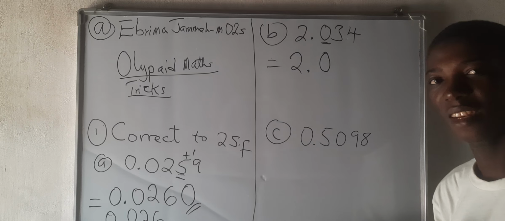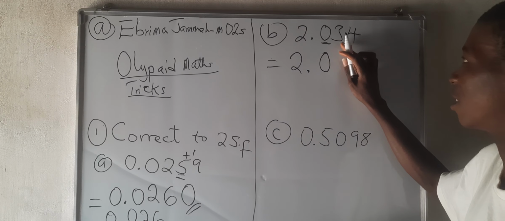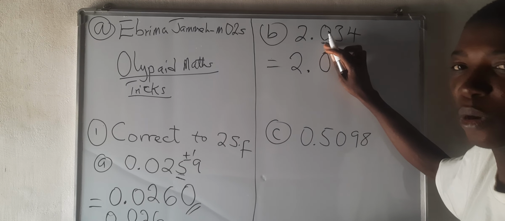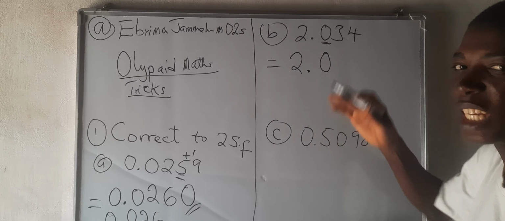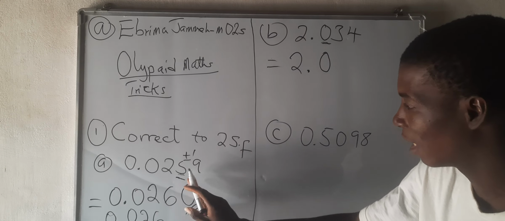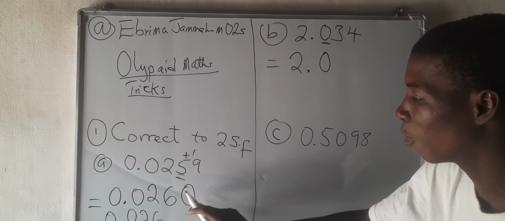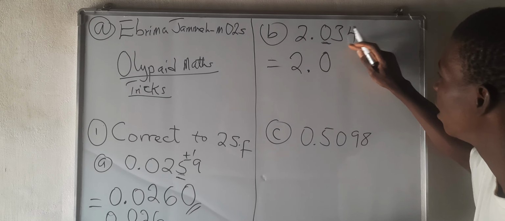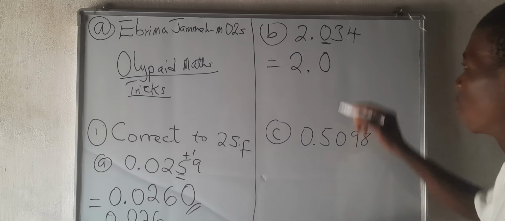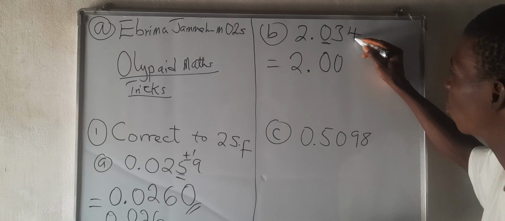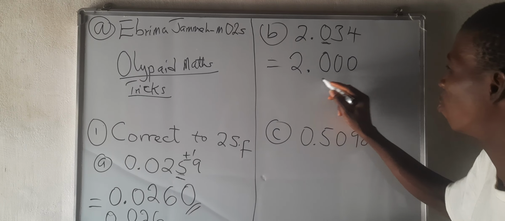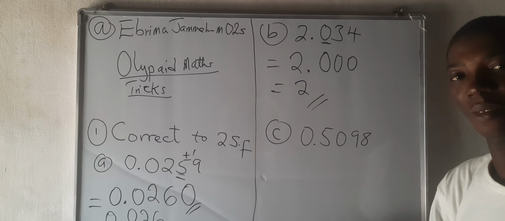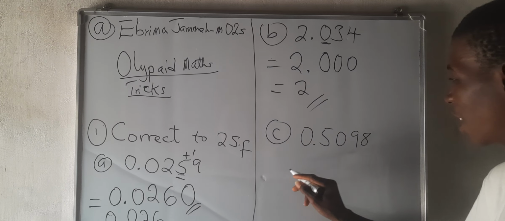2.0. Now, look at this. I told you, immediately after the point of concentration, the remaining numbers are represented as 0, just like here. So also, immediately after this point of concentration, the remaining numbers are represented as 0. So this 3 will be 0, and this 4 will be 0. So we have 2.00. This is the same as 2. Now we try this one.